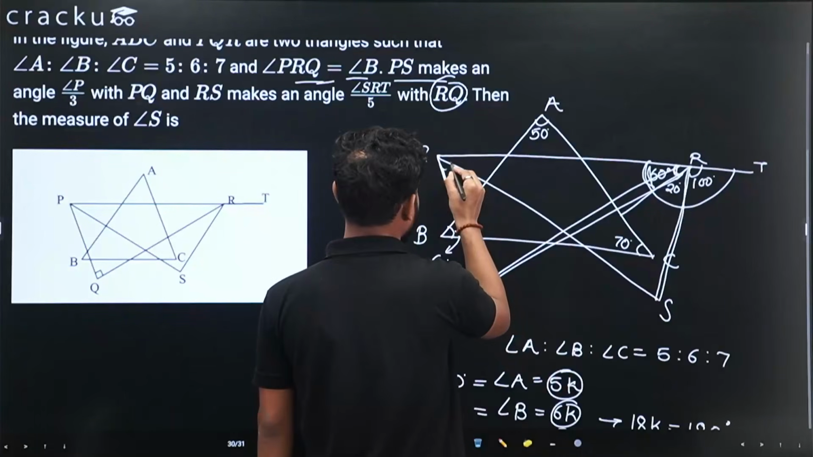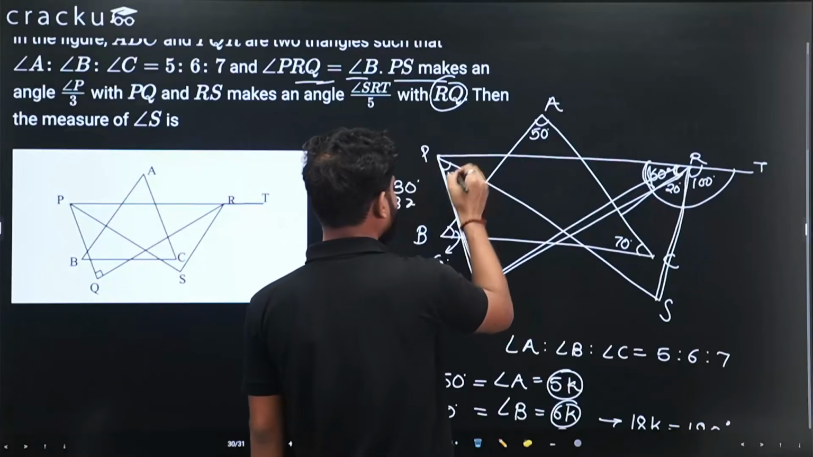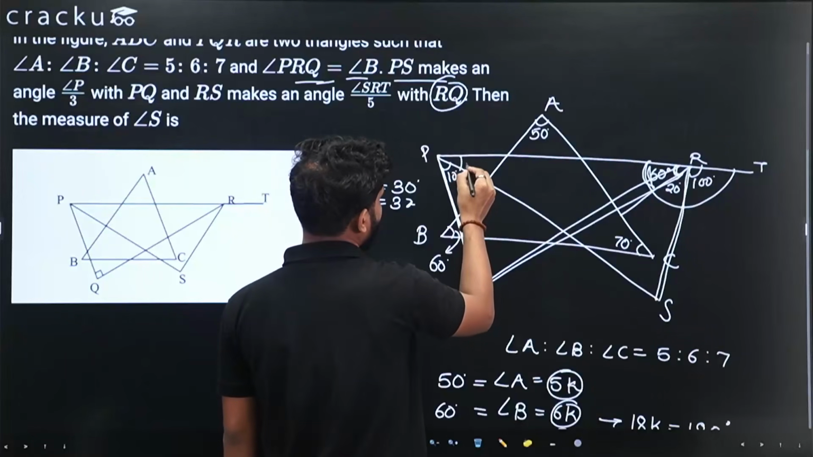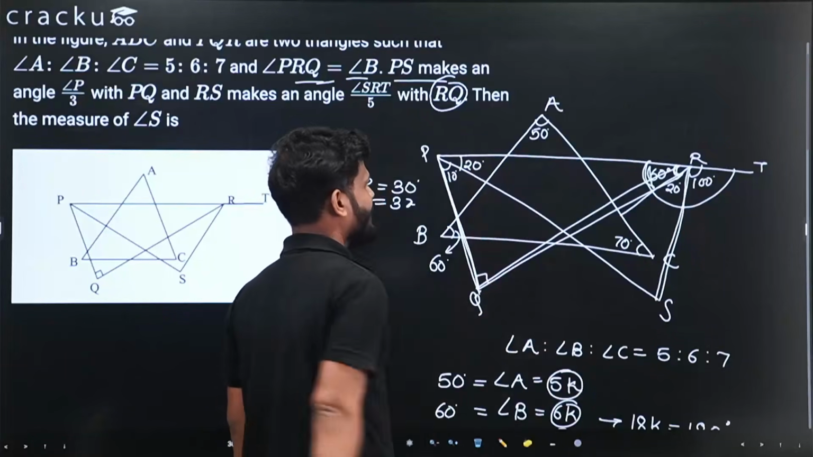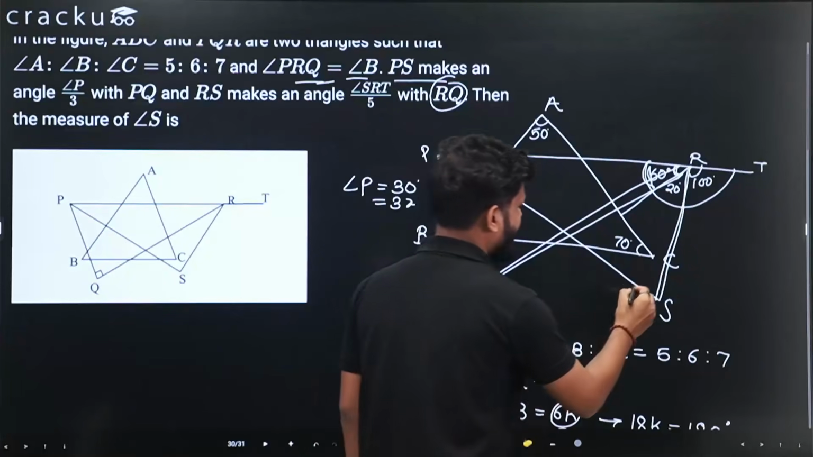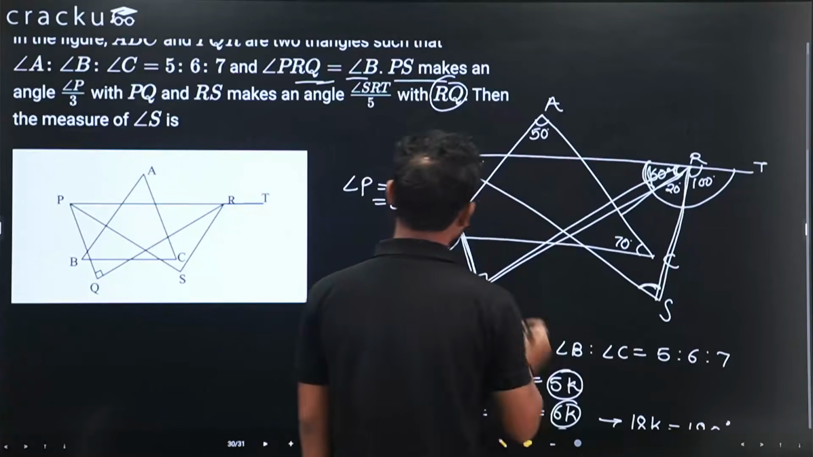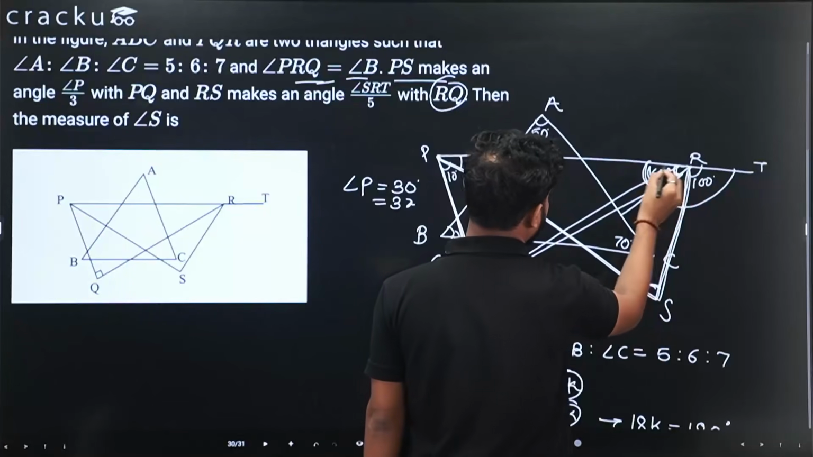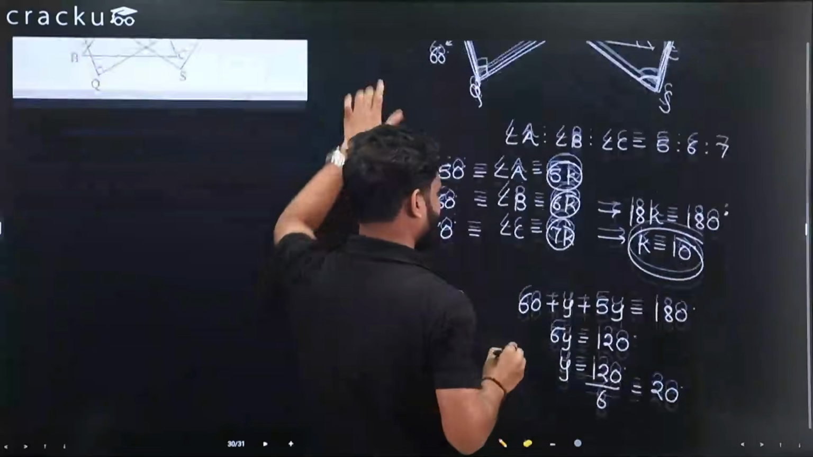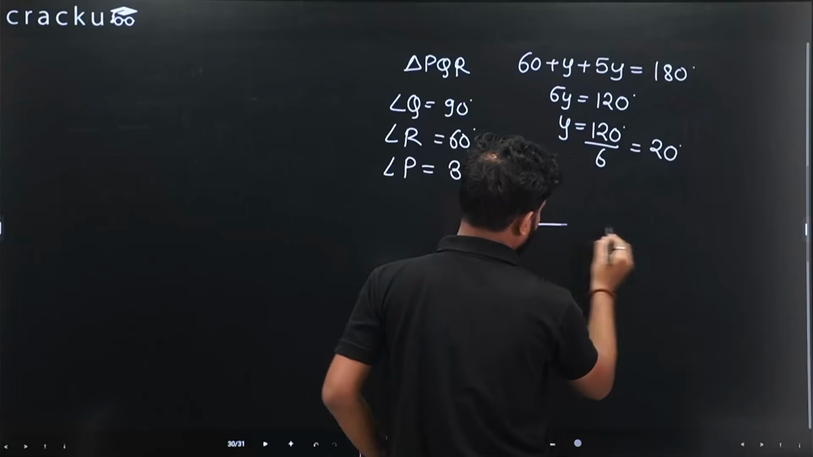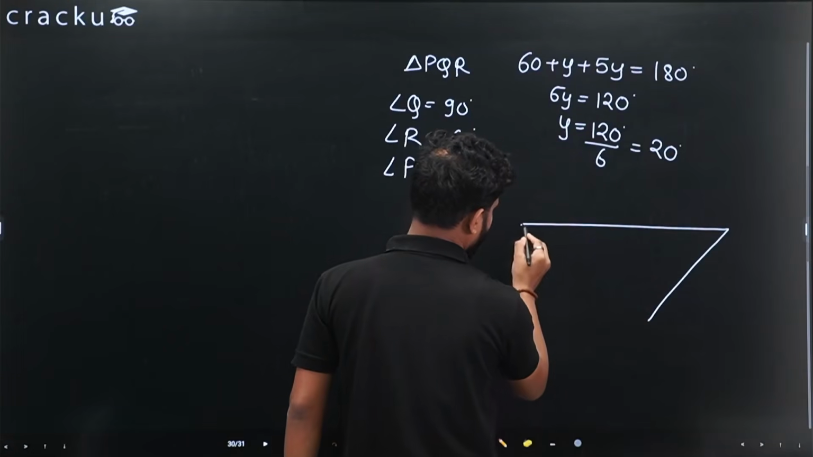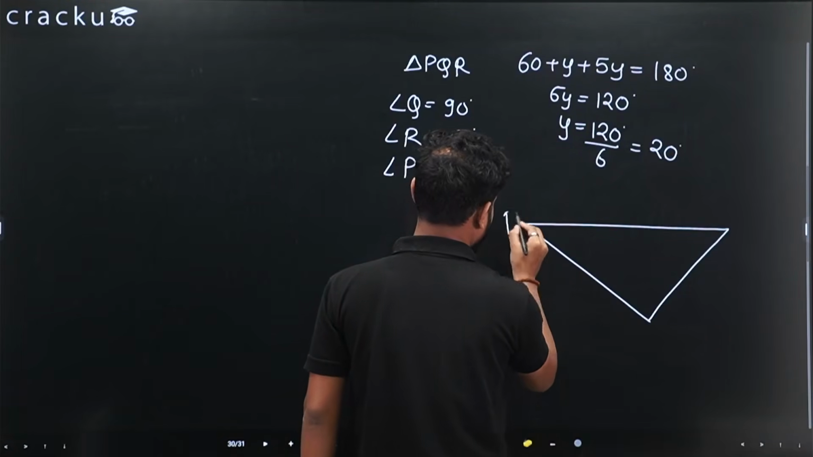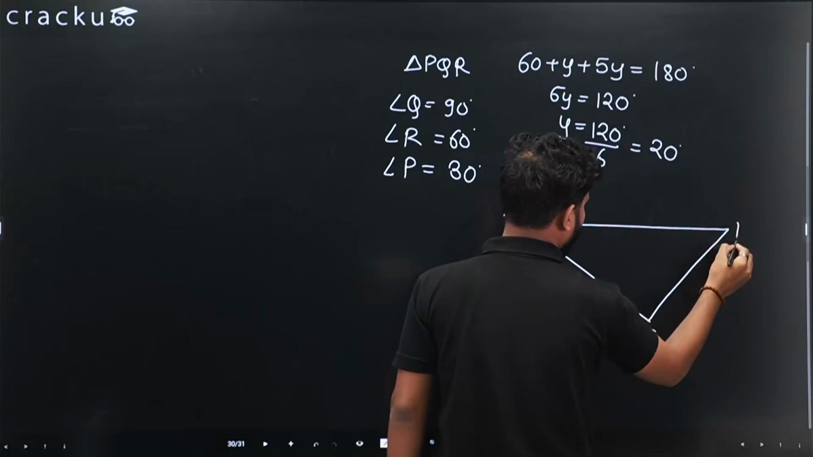So this is 10 degree. This complete is 30 degree. So this will be 20 degree. Now we need to find this angle. So focus on P, S, R. Focus on triangle PSR. So I have triangle P, S and R.